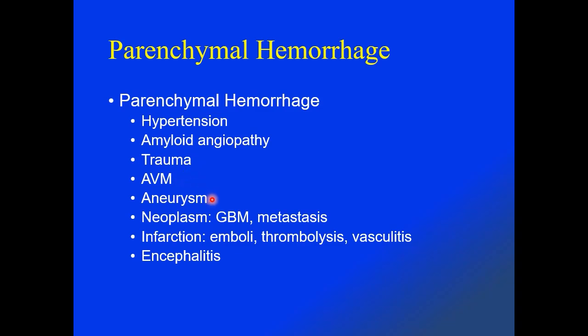Aneurysms typically present with subarachnoid hemorrhage as the dominant picture, but can be associated with some smaller parenchymal hemorrhages if the jet of the hemorrhage dissects into the parenchyma adjacent to the aneurysm. We also mentioned that neoplasms, especially high-grade primary gliomas and metastases, can be associated with hemorrhages and infarctions and encephalitis.